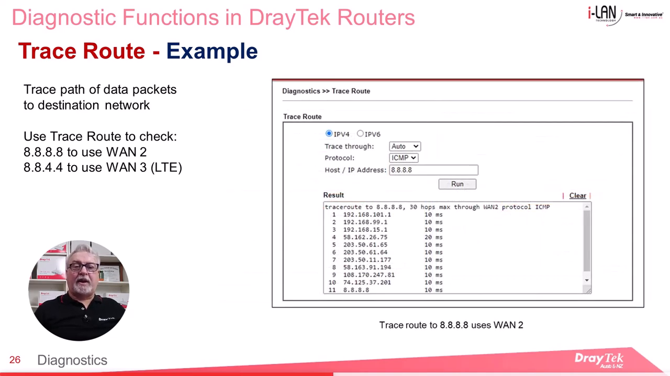Running traceroute to 8.8.8.8 will give you a result similar to this, showing all the hops on the way to the final destination and showing that traffic went through WAN 2. So our load balance route policy is working for WAN 2. We can now try the same thing for 8.8.4.4 and we should see it went to WAN 3, which is our LTE connection.